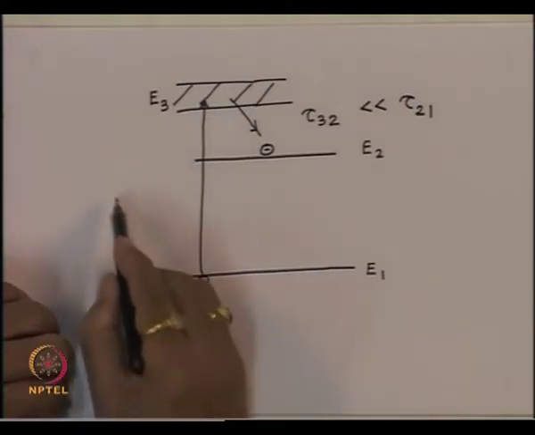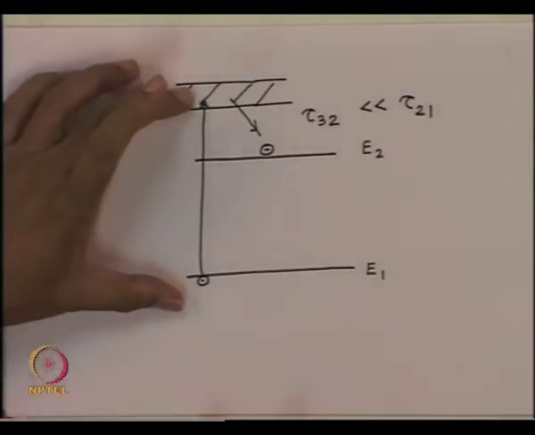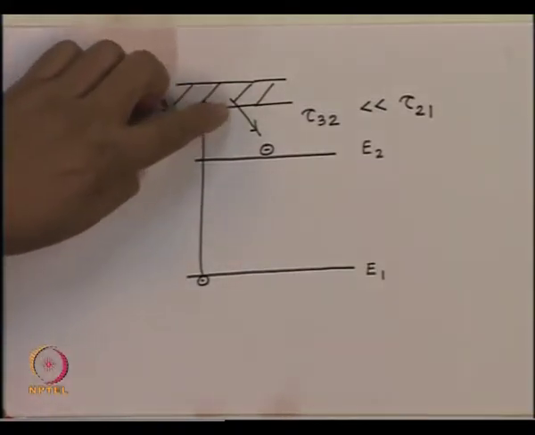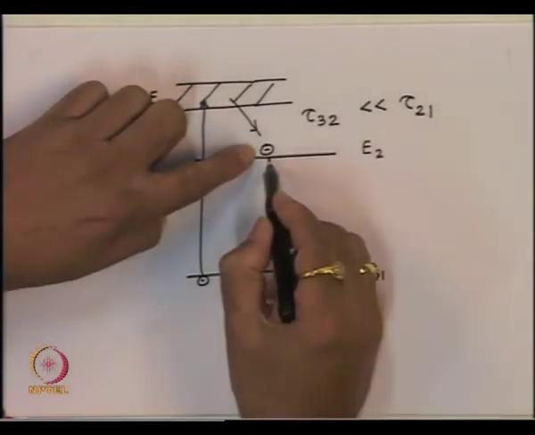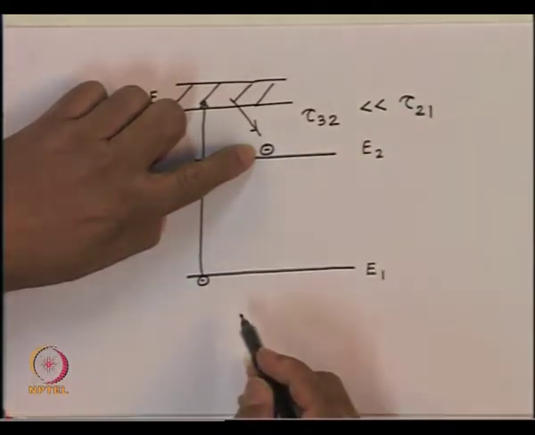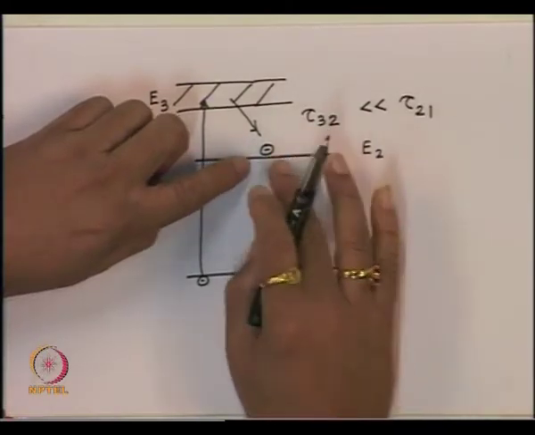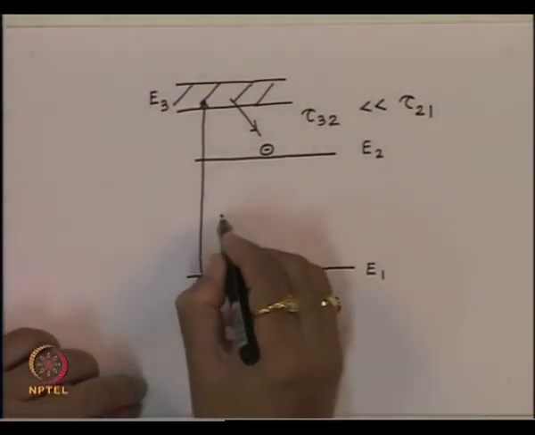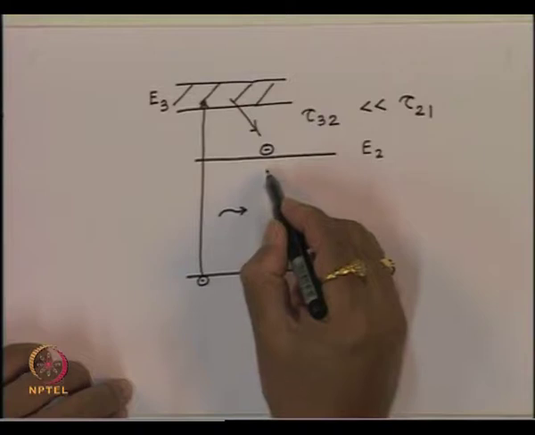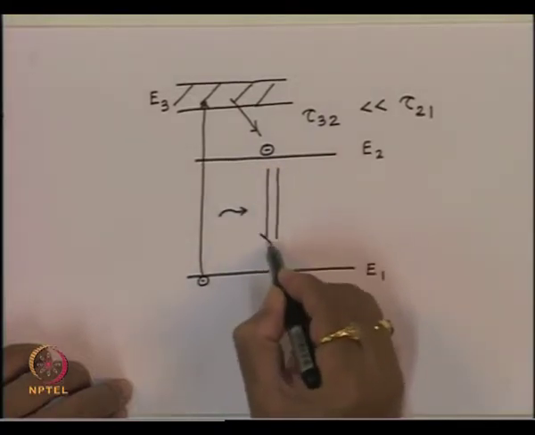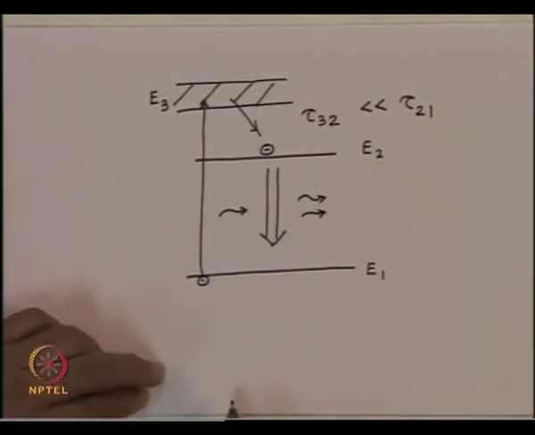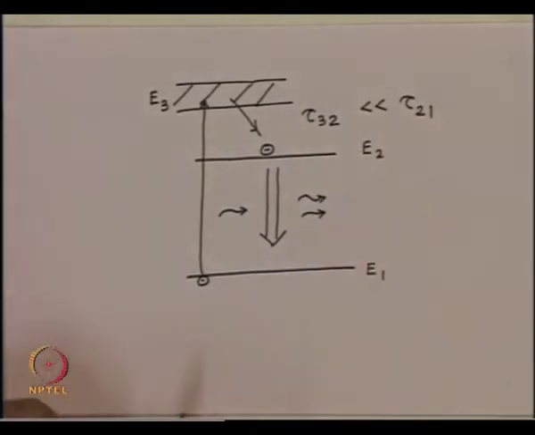then as the energy is supplied to this system corresponding to this energy difference, E3 minus E1, the electrons will be transported to this level. Very quickly the electrons will come here to energy level E2. And now since tau 2,1 is much larger compared to tau 3,2, it will wait there at energy level 2. Then if a photon is incident now with an energy difference which is E2 minus E1, then this electron will be pulled down and we get the stimulated emission out from this system corresponding to the energy difference E2 and E1.